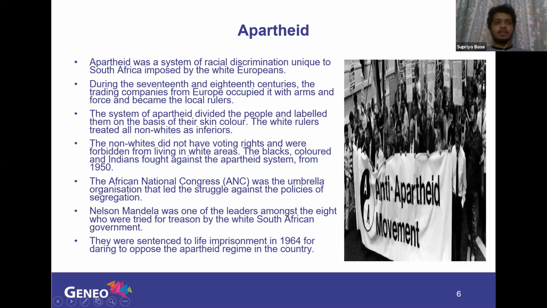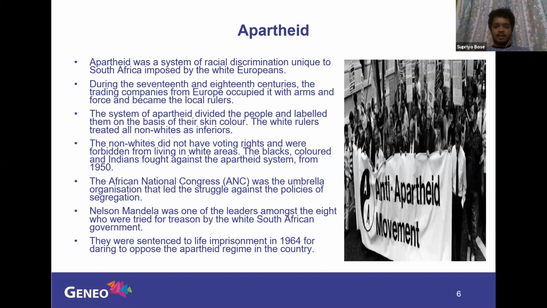अगर एक locality में, समझो कि एक locality में सिर्फ और सिर्फ गोरे रहते हैं. There's a locality where only white people live. A black person won't even be allowed to live in that locality. Let's talk about it. What happened? During the 17th and the 18th centuries, the trading companies from Europe occupied it with arms and force and became the rulers of that land.